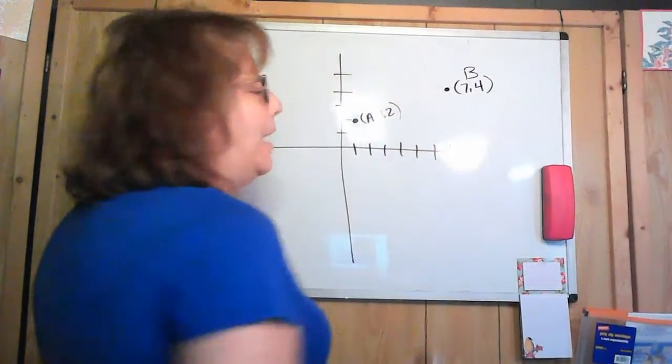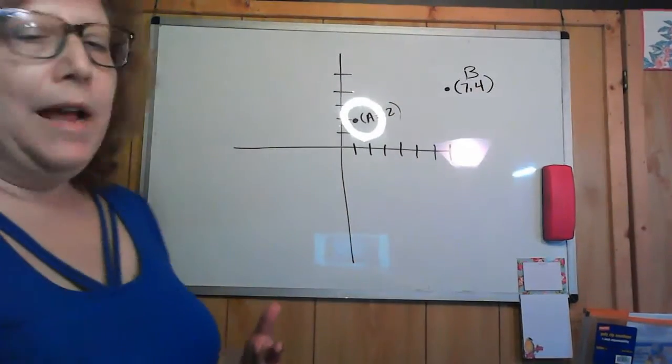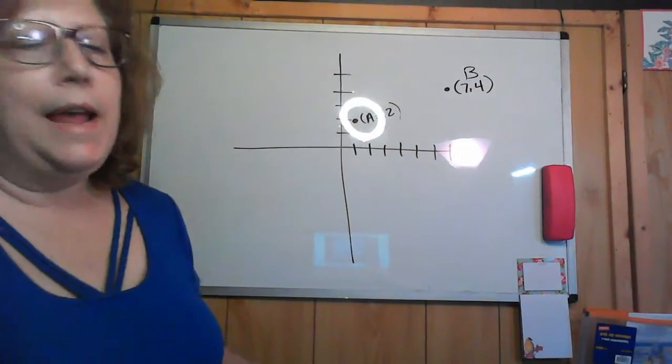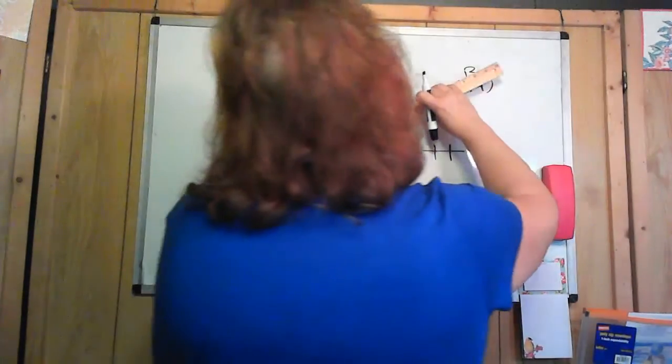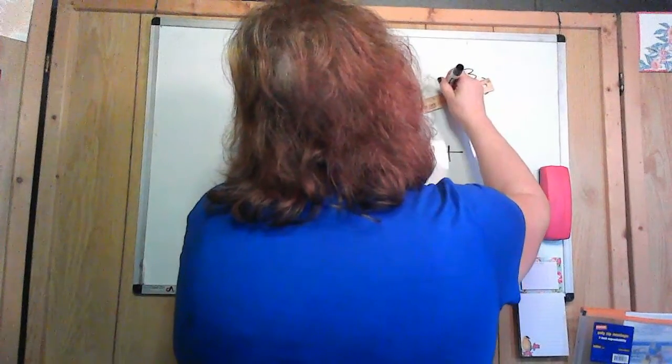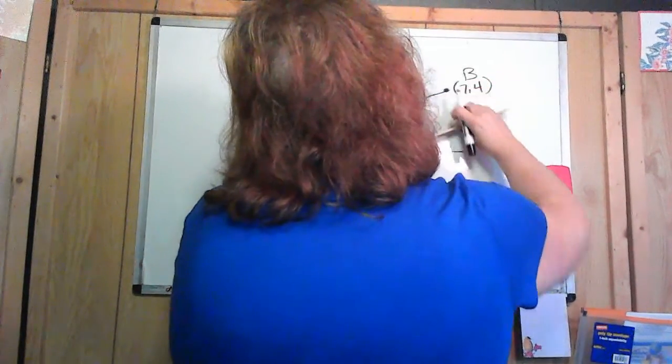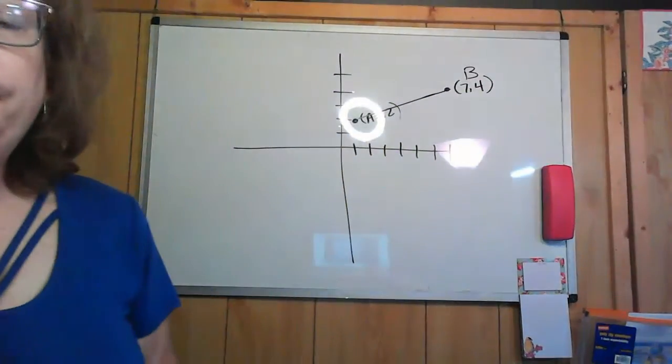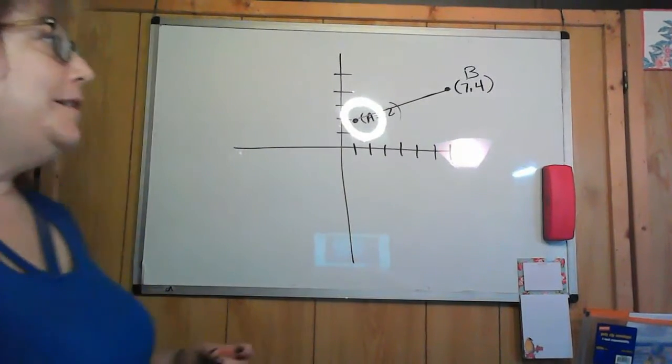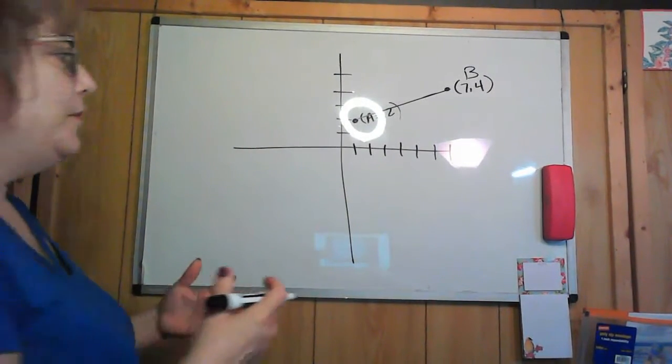All right, so I have written out example 4A. They actually have a line drawn there, which is fine. We can draw the line. But what they want to know is the midpoint. And to find the midpoint, I'm going to go to that formula.